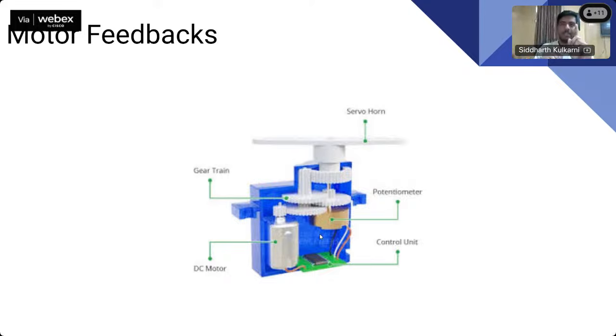A potentiometer is basically a shaft. As you rotate the shaft, the resistance between two poles will increase and there will be a drop in voltage. So based on the change in resistance, they figure out what the position of the servo is, and they can stop the servo motor there.